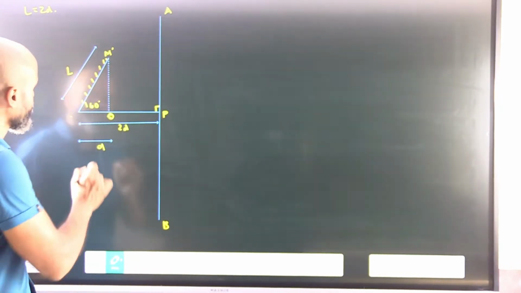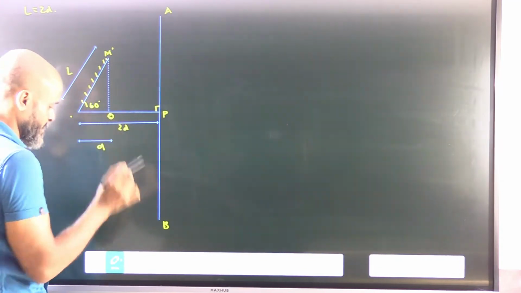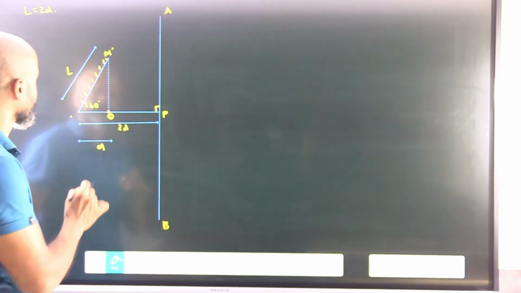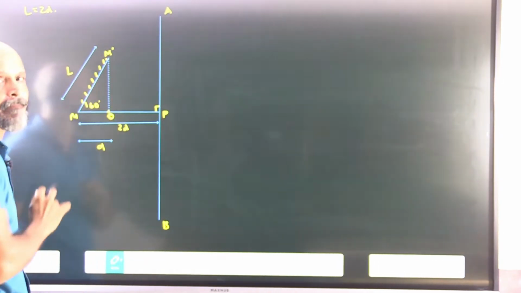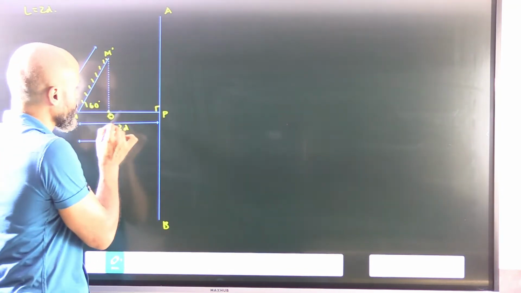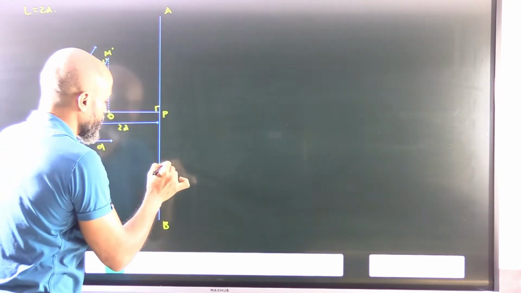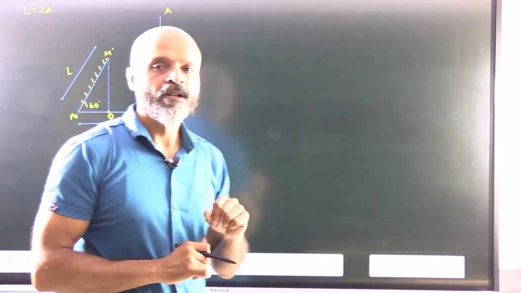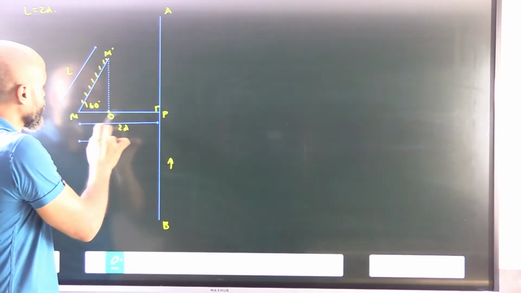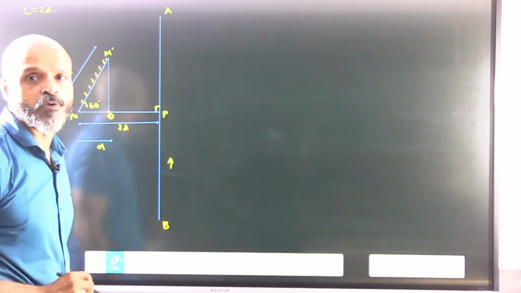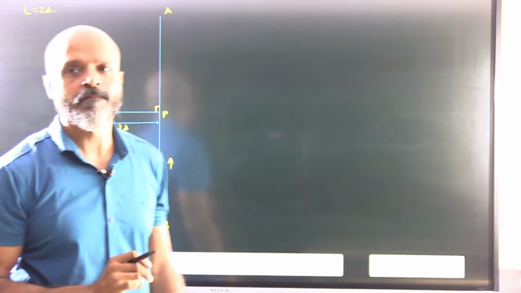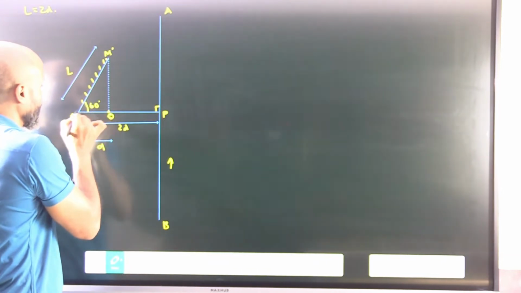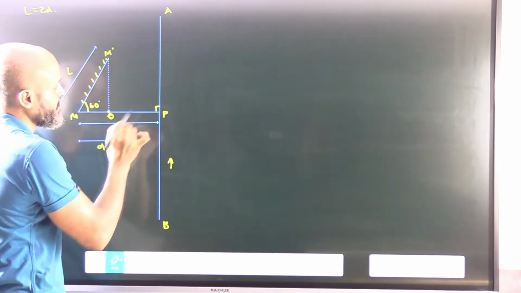at a slanting position, and this is an object which is kept at a point O. Let's say this is mirror MM dash. A person is walking along the line AB. So what we need to understand here is this MOP is perpendicular to AB, and this MM dash is making an angle of 60 degrees with MOP.